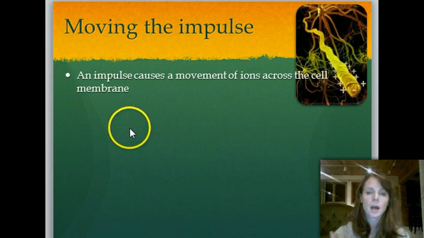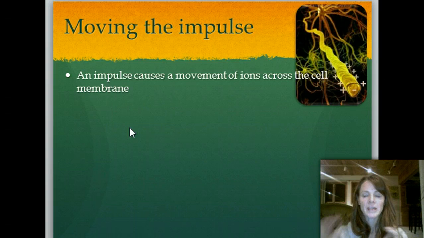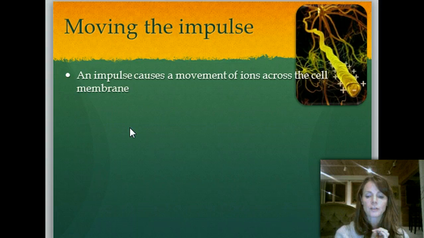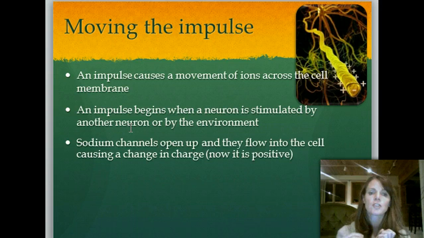So an impulse causes a movement of ions across the cell membrane, like I talked to you about. When you have this impulse, it's going to cause that change in the charges, okay? An impulse begins when a neuron is stimulated by another neuron or the environment, just like I told you with the wind or with another neuron. It's stimulated, and that nerve impulse now wants to travel down that neuron, okay? So the sodium channels are going to open up, and those sodium, those Na, are going to flow into the cell, causing now more of a positive charge on the inside, where the potassium are going to come out, causing a more negative. So you've changed the charges, okay?